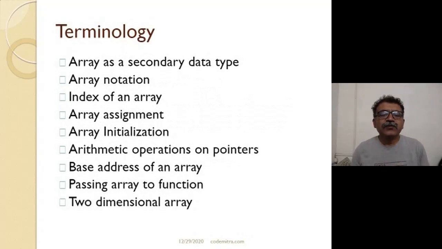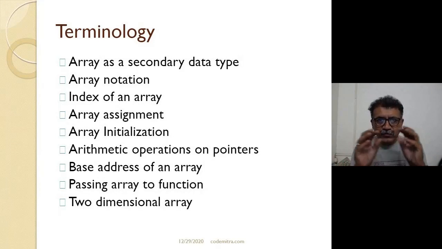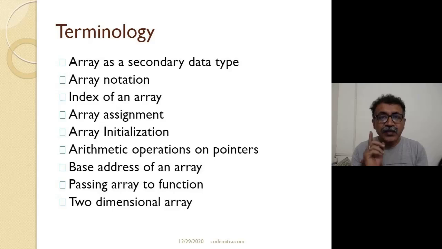Let's revise what I have told you. Array is a secondary data type. I have explained these concepts using the whiteboard, right? So array is a secondary data type. I have told you array notation. I have told you the index of an array. I have told you array assignment. I have told you array initialization. It is covered.